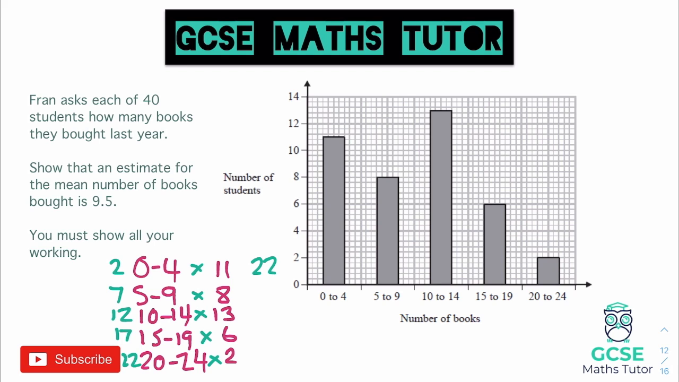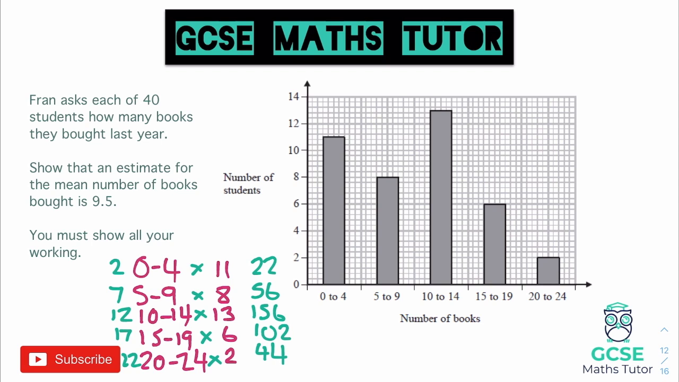Obviously don't forget, you have got a calculator for this, so you can always work these out on the calculator. 7 times 8 is 56. You've got 12 multiplied by 13, which is 156. There we go. You've got 17 multiplied by 6, that's 102. And then you've got 2 times 22, which is 44. So that's our estimated amount of books that people have had.